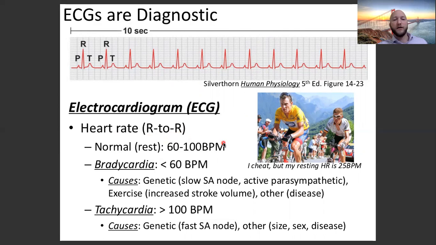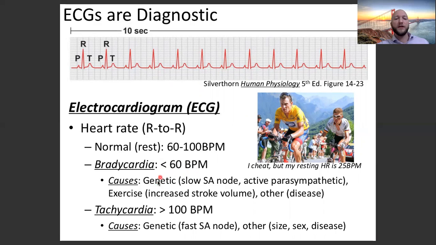A normal resting heart rate is 60 to 100 beats per minute. Bradycardia, that's a vocab word. Anything less than 60 beats per minute is considered bradycardia. Sometimes bradycardia is a normal thing, it's fine. And sometimes bradycardia is not a good thing.